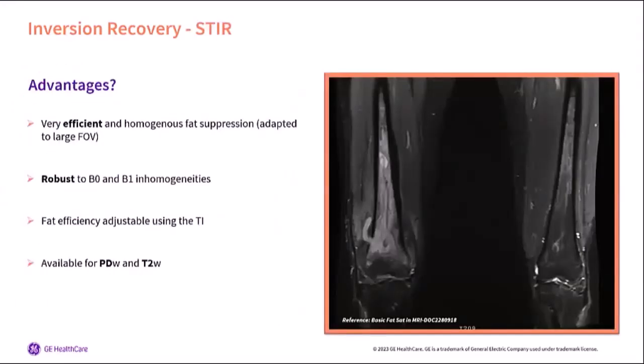So what are the advantages of STIR? It's very efficient and homogeneous fat suppression, very good for large fields of view as well. It's very robust to B0 and B1 inhomogeneities. The fat efficiency can be adjusted by adjusting the TI, and it is available for PD and T2 weighted images.